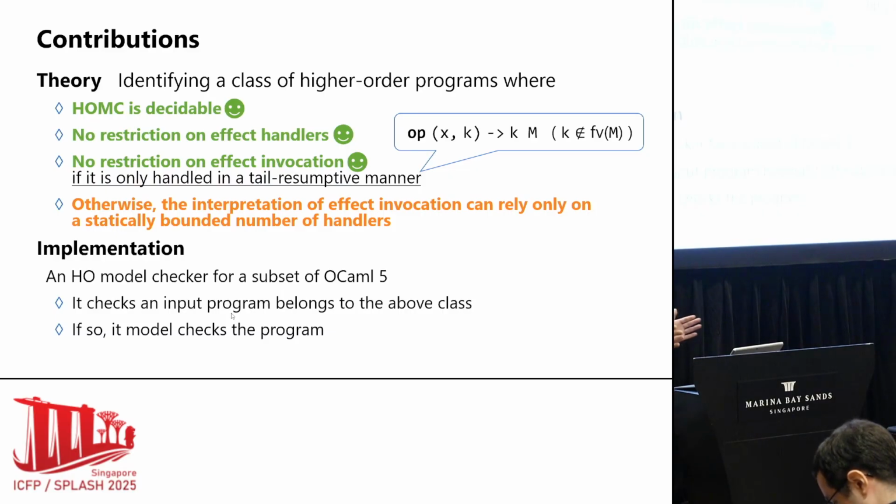But otherwise, if some effect handlers are not tail-resumptive, we need some restriction. In this work, we restrict the interpretations of effect handlers to rely only on a statically bounded number of non-tail-resumptive effect handlers. So this is the theoretical contribution, and another contribution is on implementation. We have implemented a higher order model checker for a subset of OOPSLA'25, and it checks whether input programs belong to this class, and if so, then it model checks.